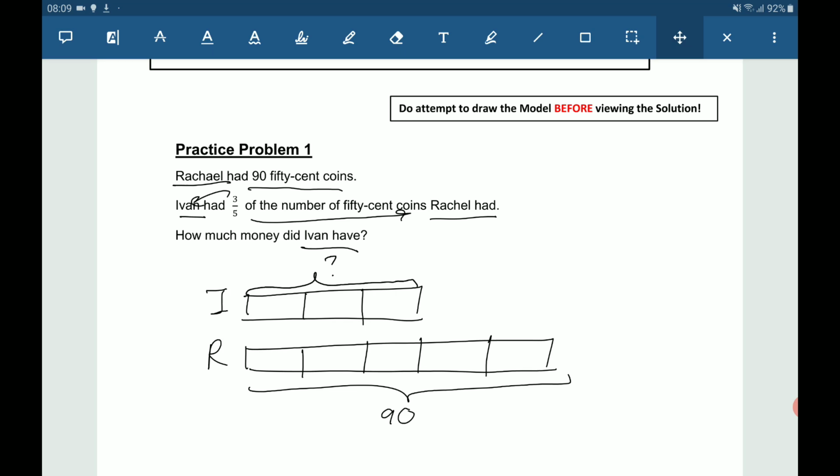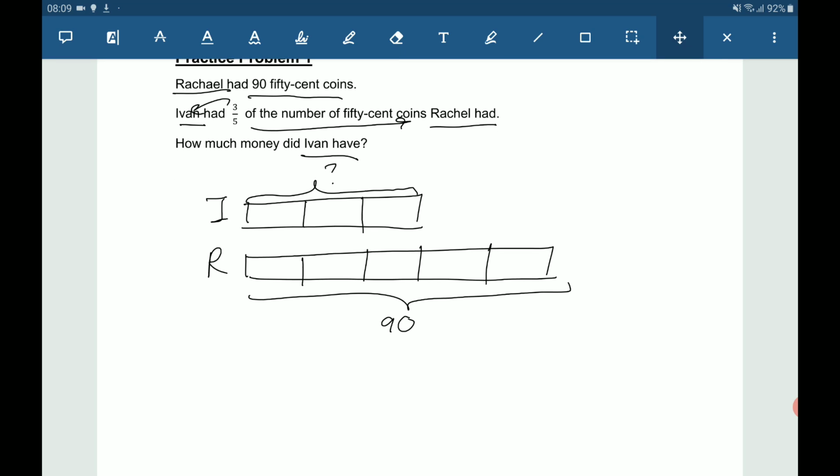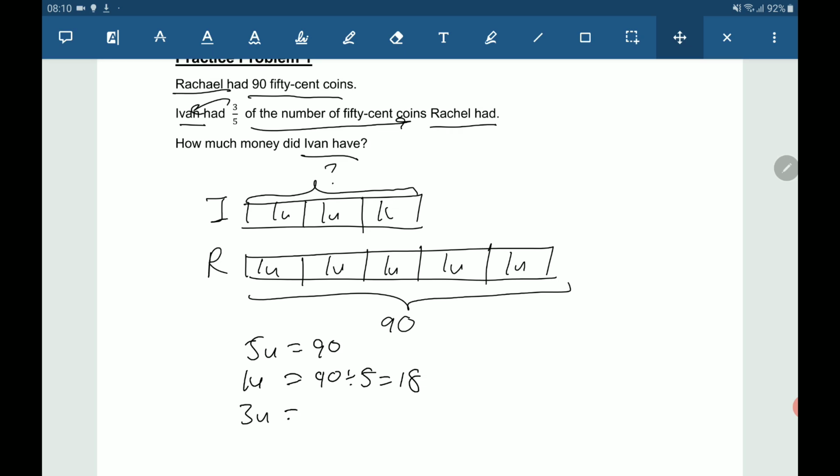Okay, so once you have drawn the model, the next step is to use the model to try to solve. So the boxes are called units, right? By now, everyone should know that when you break up the model into equal parts, you call them units. So 5 units is equal to 90. Then my 1 unit will be 90 divided by 5. That will give me 18. So how many 50-cent coins does Ivan have? Ivan has 3 units. So you take 18 times 3. That will give you 54. Which means that Ivan has 54 50-cent coins.